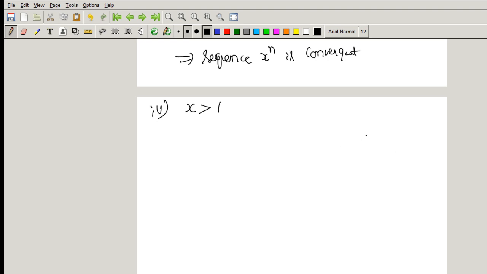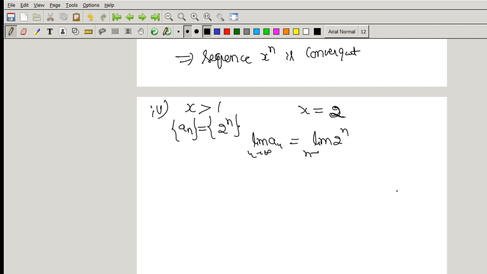Therefore, I take examples like x in the form of something like 2. The behavior is the same. Therefore, the limit of a_n is something like 2 power n. The limit of a_n as n tends to infinity is the limit of 2 power n as n tends to infinity. This is nothing but infinity.